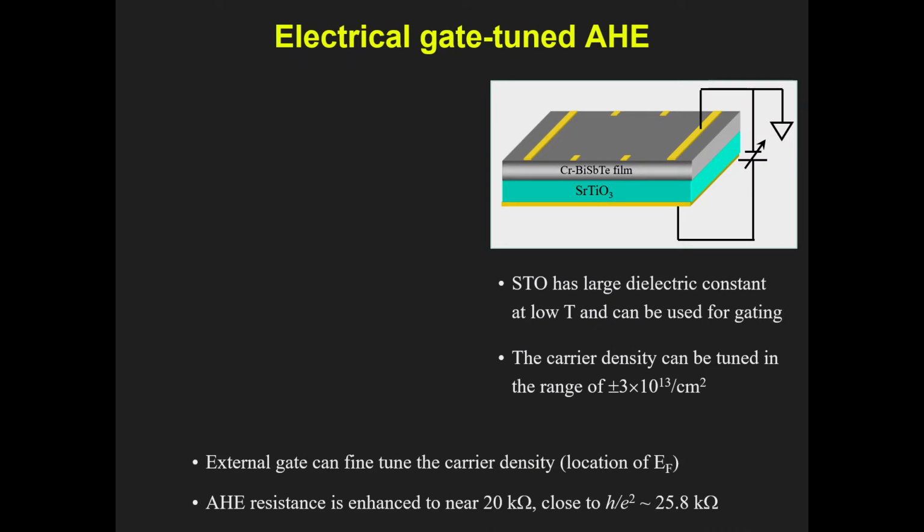So now we grow this material on SrTiO. SrTiO is magical. It plays so many different roles together. It has a very large dielectric constant, so we can use it as a bottom gate to inject a charge into the topological insulator thin film.